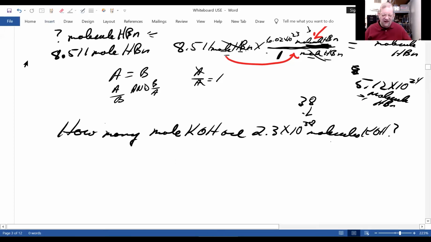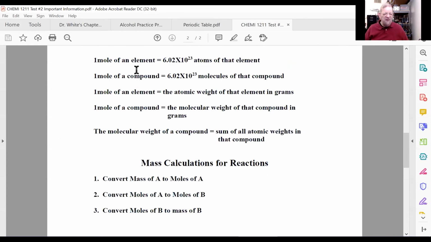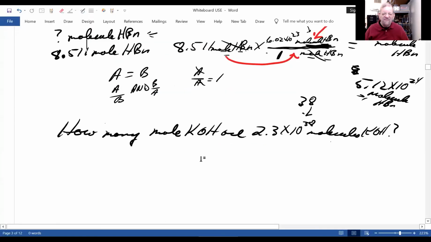By the way, let me show you something important before you have your fun. Important information: 1 mole of an element equals Avogadro's number of atoms of that element. 1 mole of a compound equals Avogadro's number of molecules of that compound. Hint. Your turn.